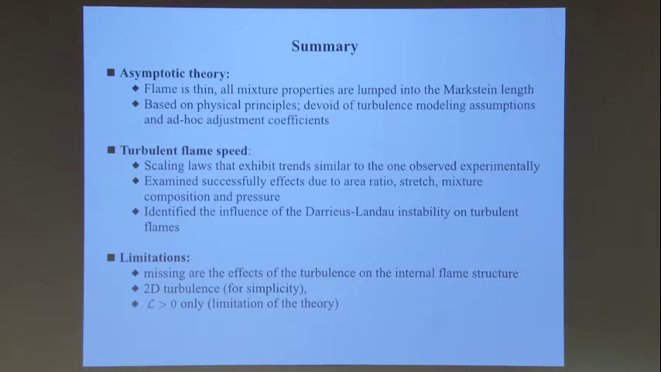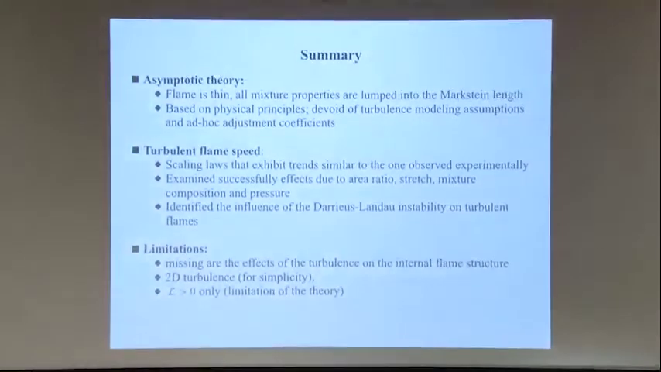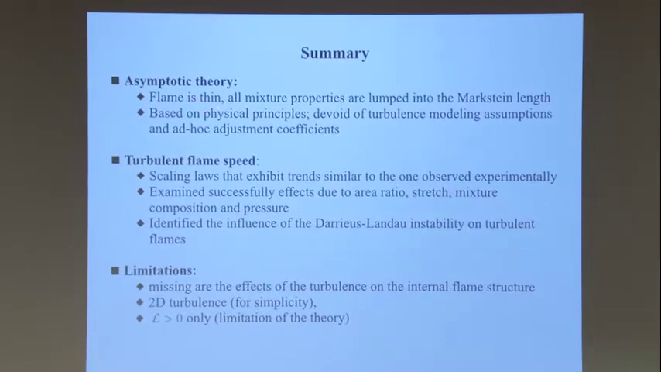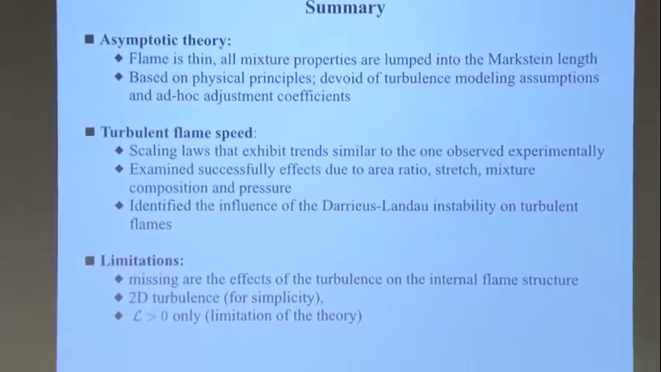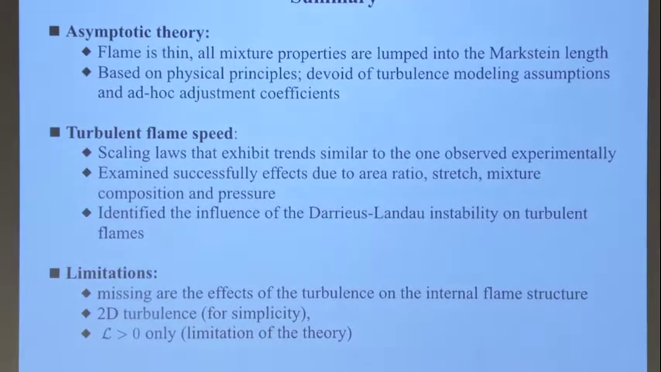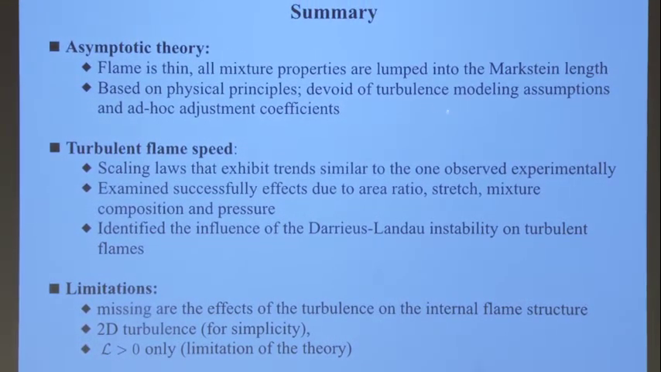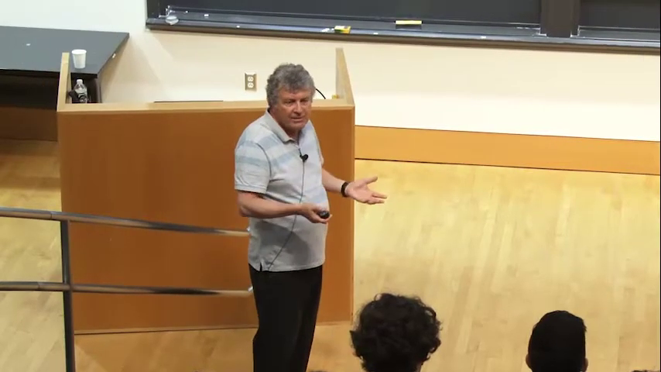Okay, it's just about time to wrap up, so I want to make a few comments. First one is about what we just showed here. The asymptotic theory, whether in the laminar case, but in particular in the turbulent case here, assumes that the flame is thin. All the mixture properties are lumped into this parameter that we call the Markstein length. What I mean is the model is based on physical principles, derived fundamentally from the equations. It does not depend on any turbulence modeling assumption, any ad hoc adjusting coefficient, or anything like this. You give me a mixture, I compute L, I run the turbulent code, and here are the results. They agree, they don't agree, we ask why, but that's it.